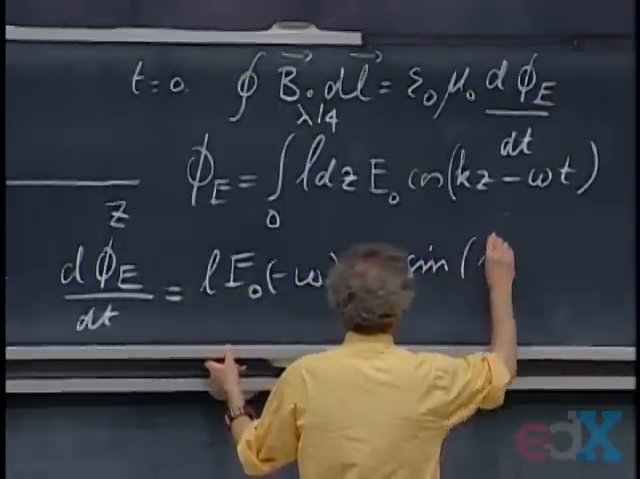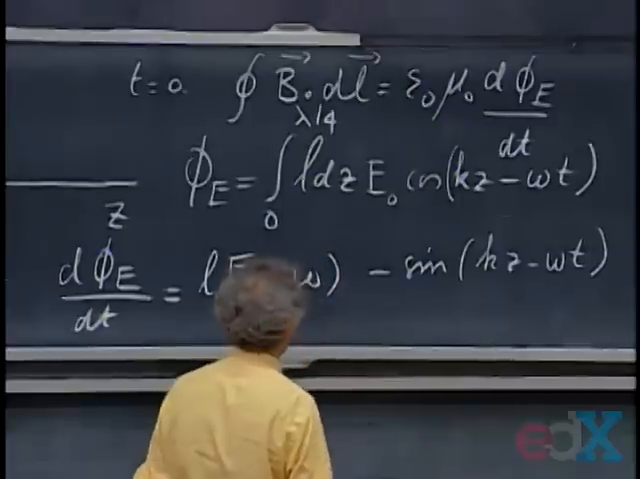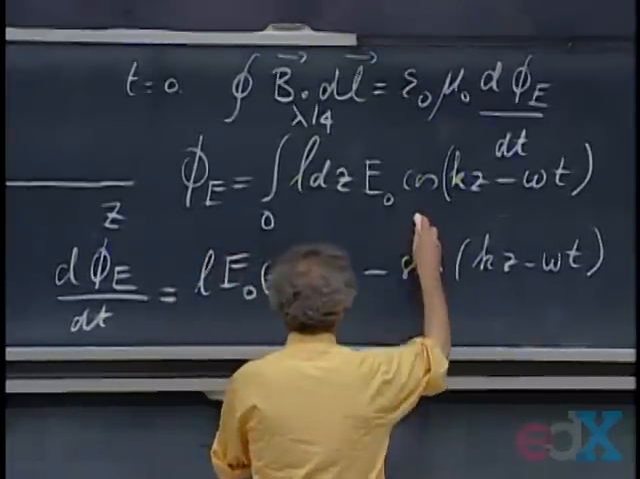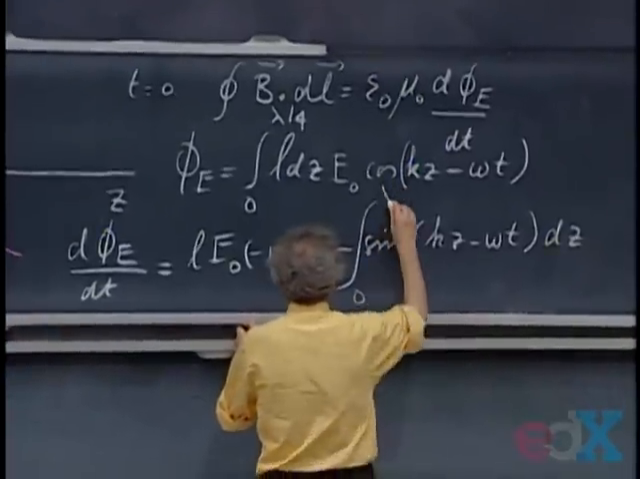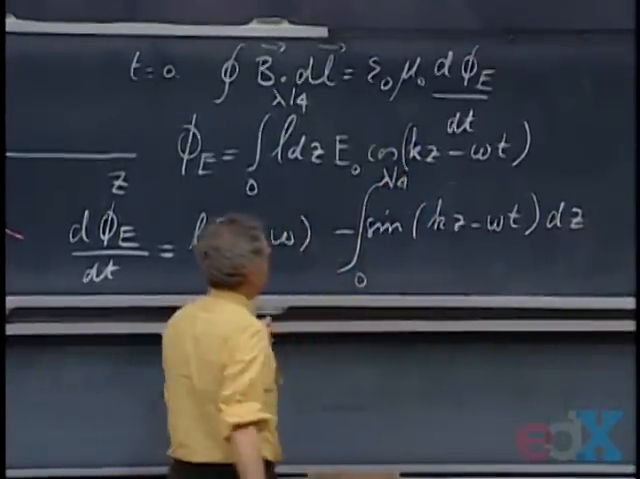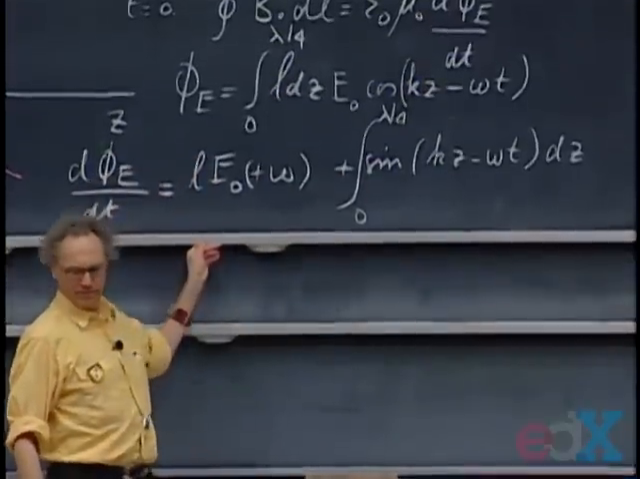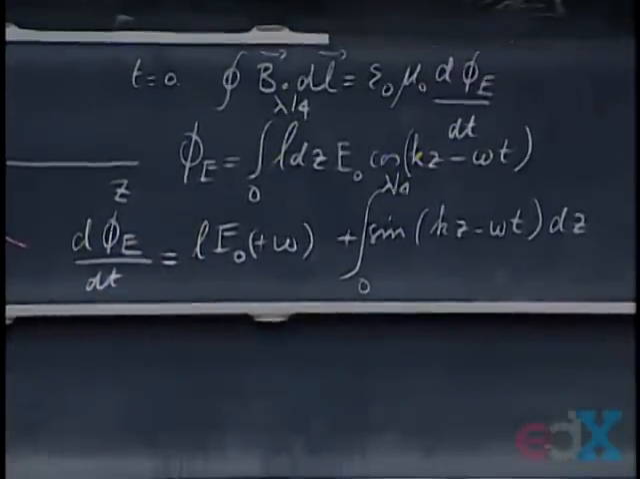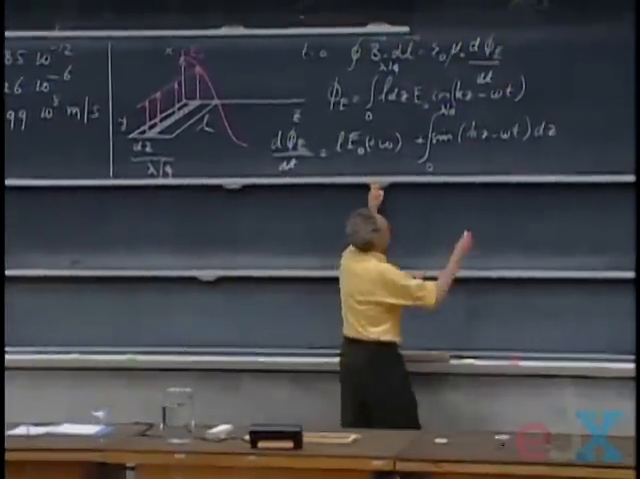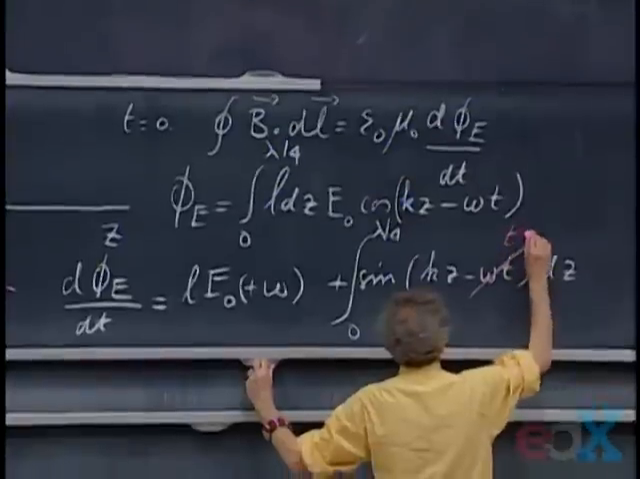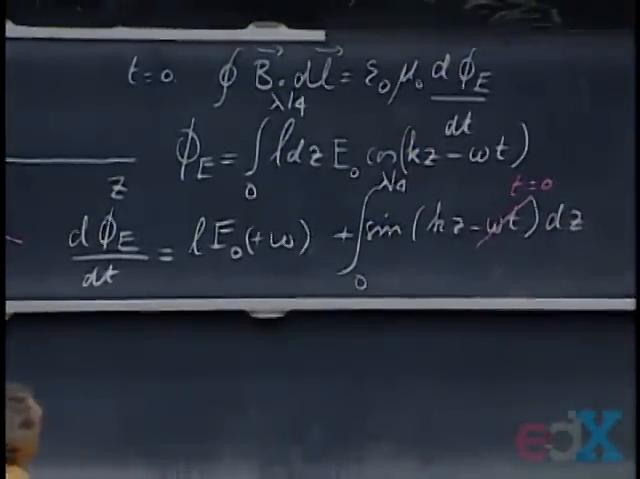the sine of kz minus omega t, and I have to do an integral. Here is my dz from 0 to lambda over 4. This minus sign eats up this minus sign. I have to do the integral, but I do that at t equals 0. In other words, this omega t term goes away because t equals 0. So I'm getting close.